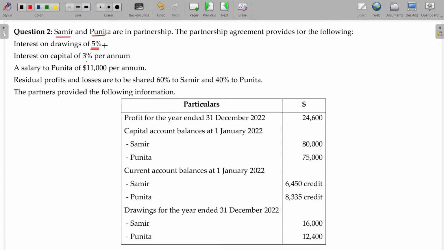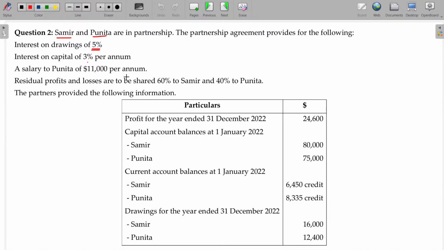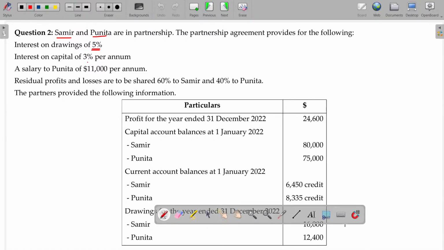are eligible for interest. Okay. Interest on capital 3%, salary to Punita 11,000, and profit shared in the ratio of 60 and 40. Okay, Samir and Punita, and prepare appropriation account for Samir and Punita and Punita's current account. This one is also similar to the earlier illustration, carrying 12 marks. Pretty simple, right? So let me try to solve this one.